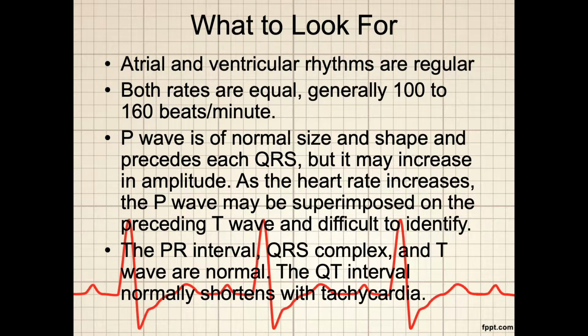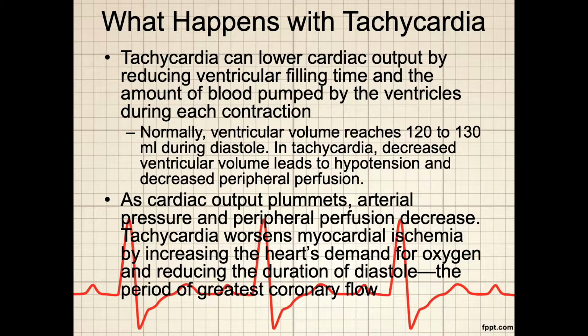However, if the heart rate's between 100 and 160, continue to look to make sure that the PR intervals, the QRS complexes, and T waves are all normal, and the QT interval is normal, although remember, in faster rates, the QT interval tends to get shorter.